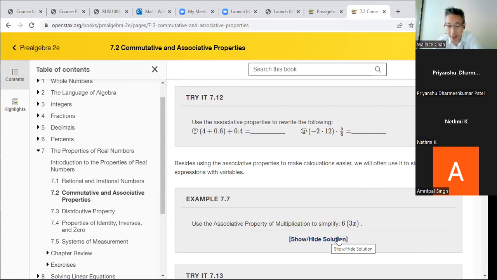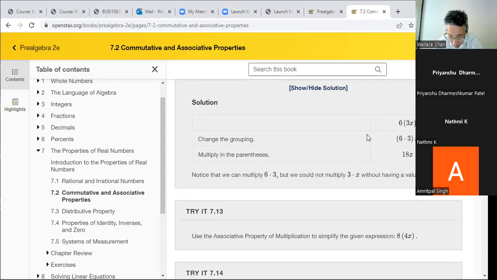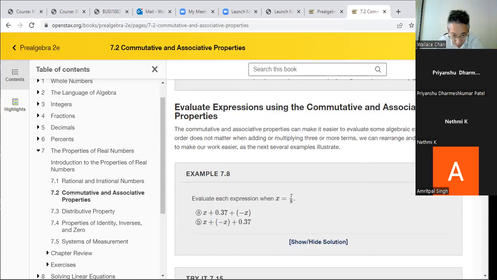Can you do anything more than that? 18x. Is that it? Can you go any further to simplify it? No, you're right, because you can only multiply the like terms, which are 6 and 3. So 6 times 3 is 18, and then x. Note that we can multiply 6 by 3, but we cannot multiply 3 by x the same way. That's why we need to do 6 times 3 first instead. And it does not change the value of it.